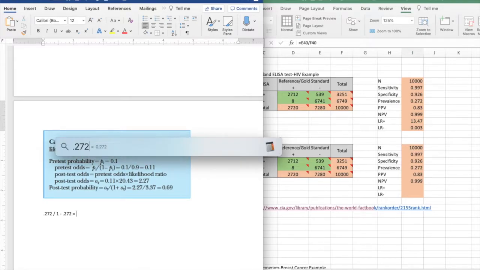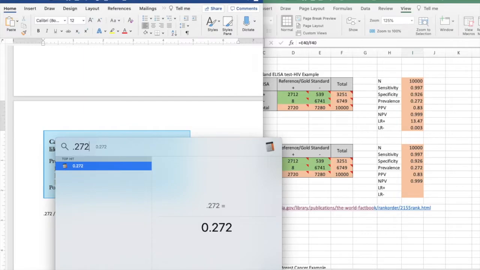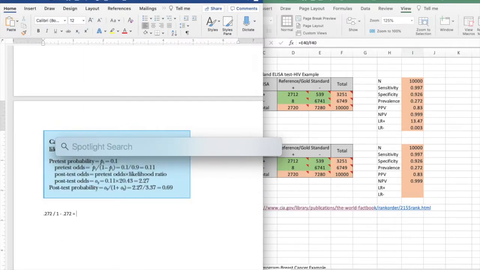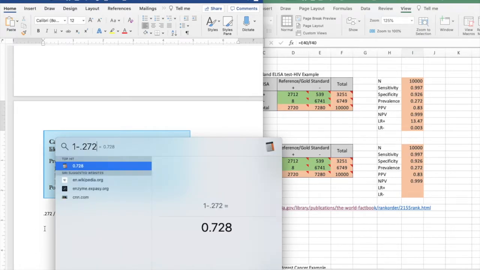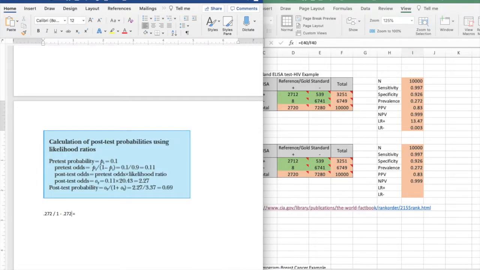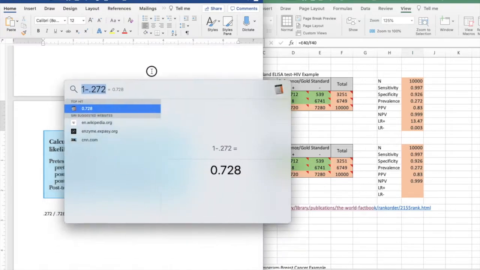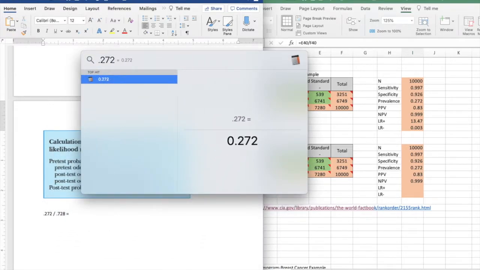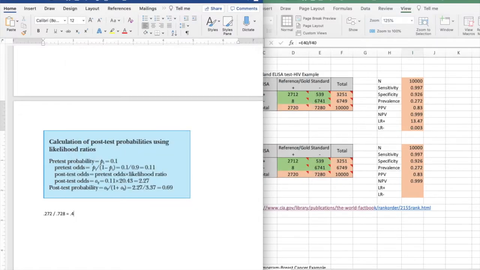I know you're probably squirming right now, but we're just going to do it. 1 minus 0.272 equals 0.728. 0.272 divided by 0.728. So our pretest odds are 0.374. Then we go to the next step.